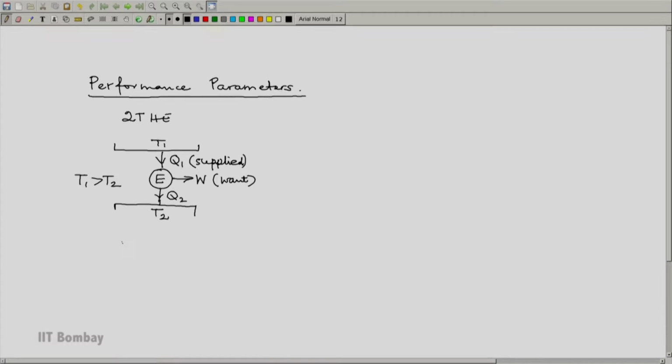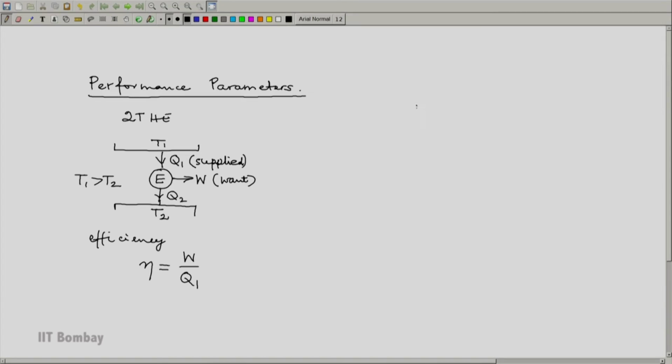So here the performance parameter is the efficiency, defined as W by Q1. It is a ratio, it is a dimensionless number. We can represent it either as a fraction like 0.2, 0.3, 0.4, or as a percent like 20%, 30% or 40%.